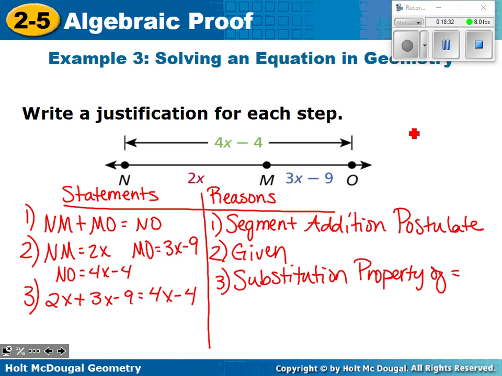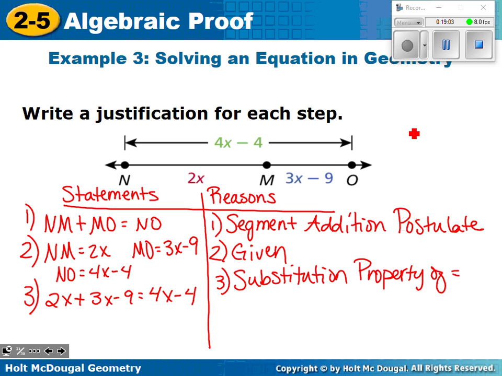Okay, so what do you want to do next? Add 9. So I'm going to go ahead and write down what I'm doing. If I'm adding 9, what's my property? Okay, and again, it's because we're doing it to both sides, right? We're adding 9 to both sides. Addition property of equality. So if I add 9 to both sides, what does that make my answer for number 6? X equals 5.